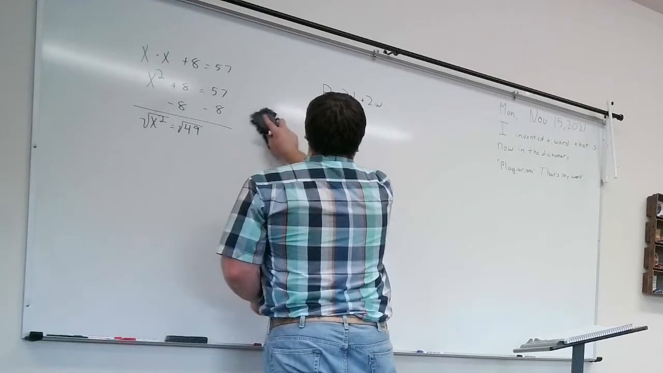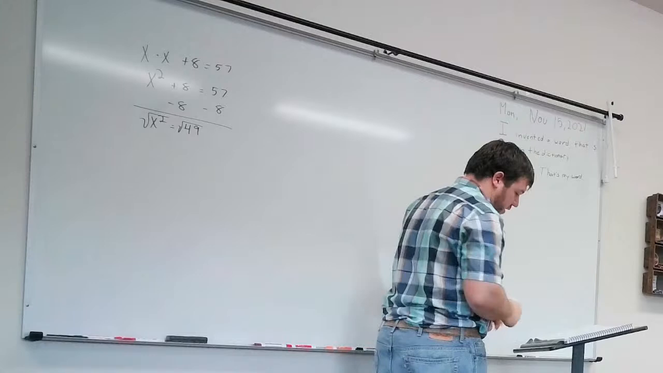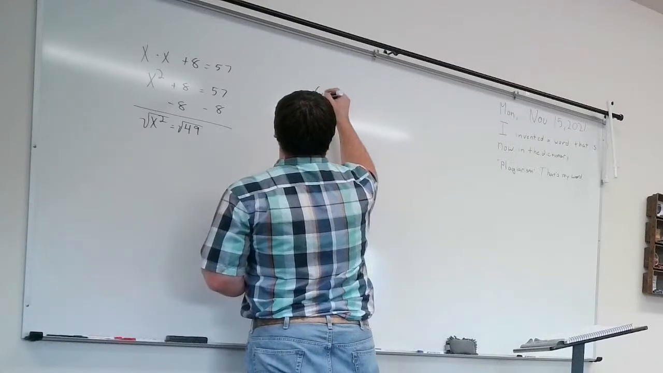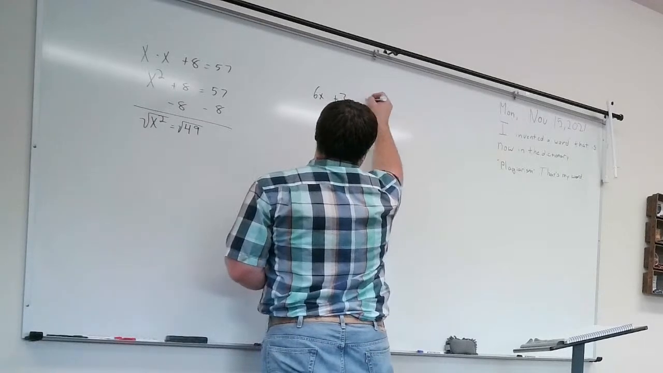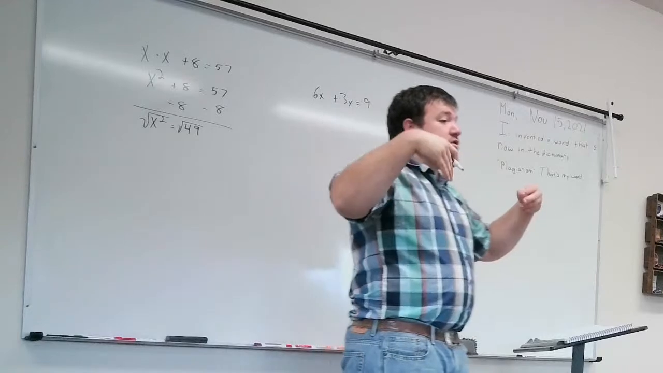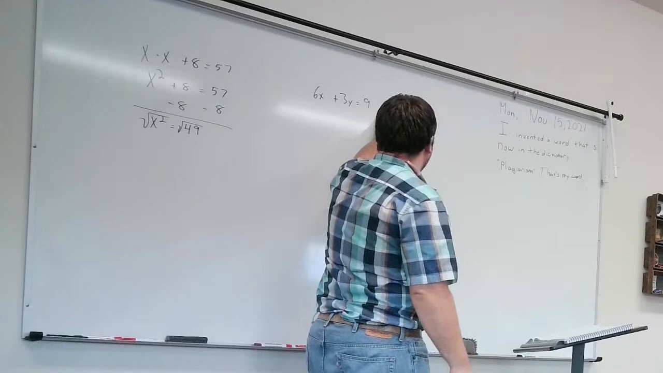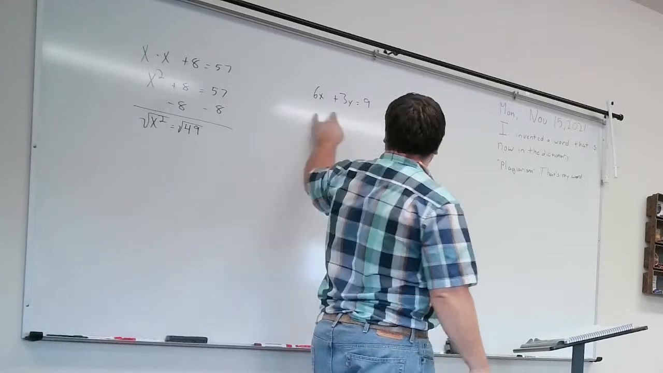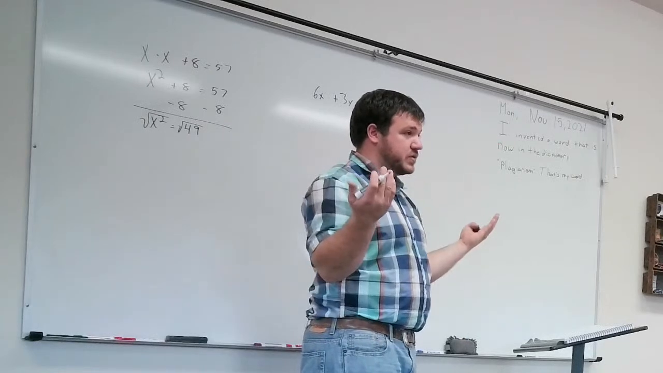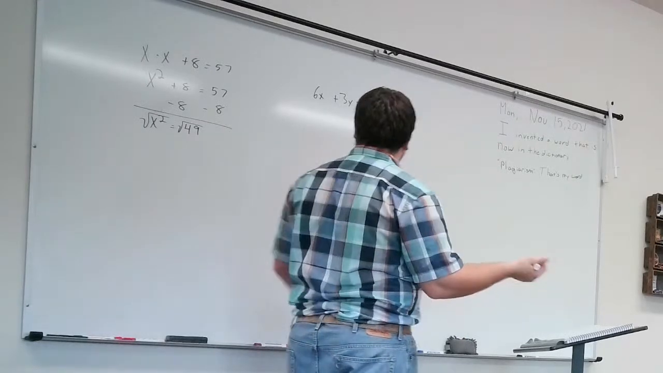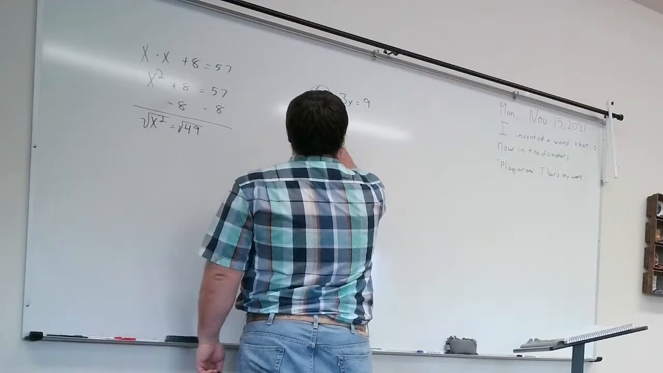Hang on. 6x plus 3y equals 9. All right. So we're trying to solve this equation for y. Right? So that means we have to get y by itself. First things first, we have to get x away from it. So you subtract 6x from both sides.